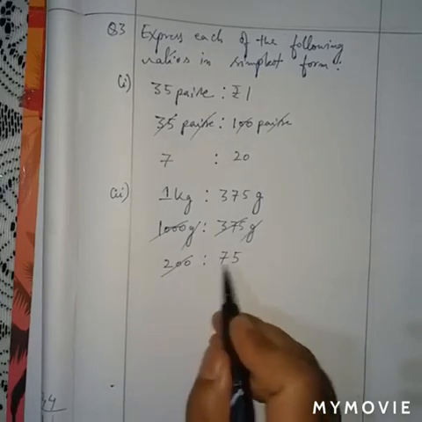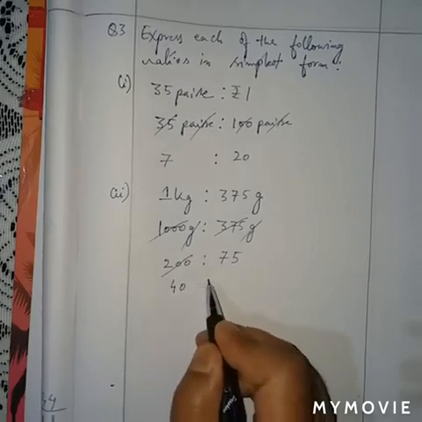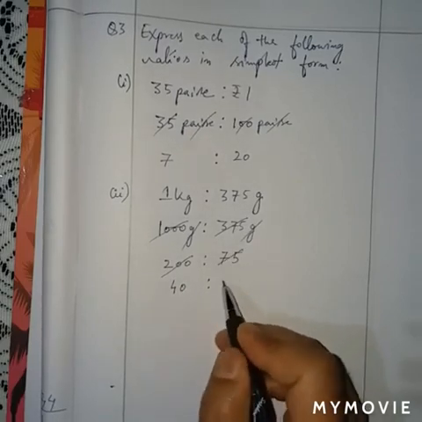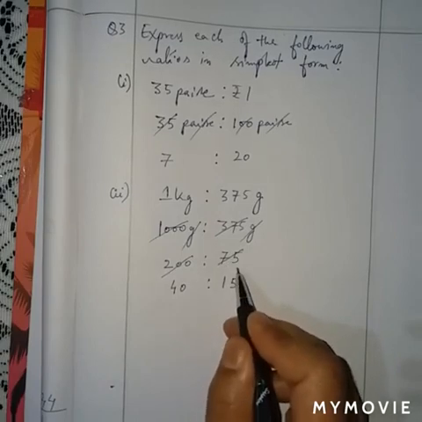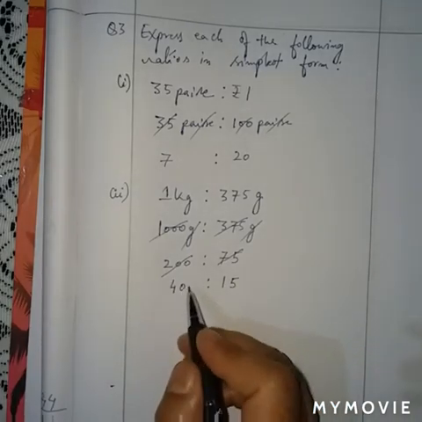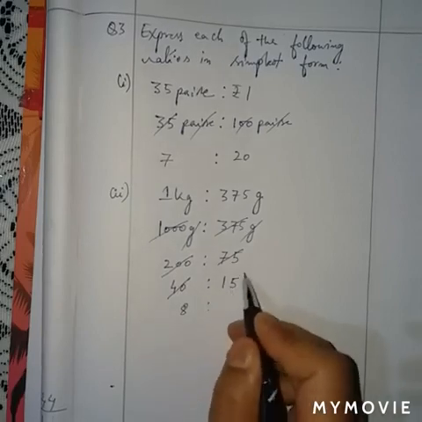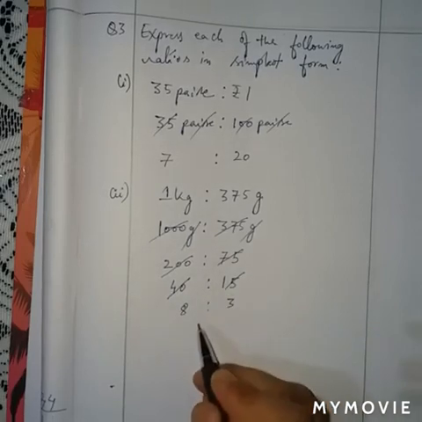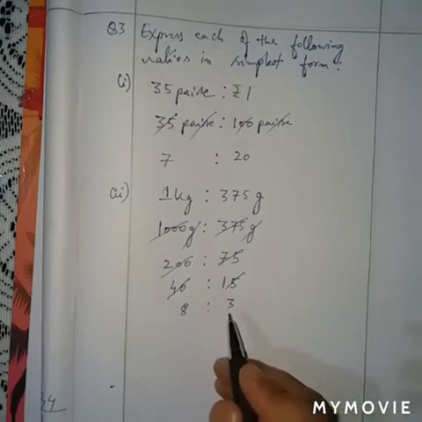Again we can cancel by 5: 5 4s are 20 and 0 here, 5 1s are 5 and 2 5s are 15, 5 5s are 25. Okay, so here we got 15, and now in by 5, 8s are 40 and 5 3s are 15. Now we cannot go further, so this is the simplest form.